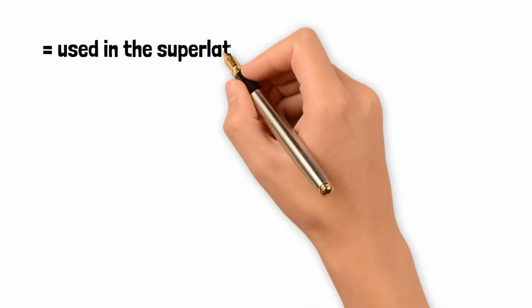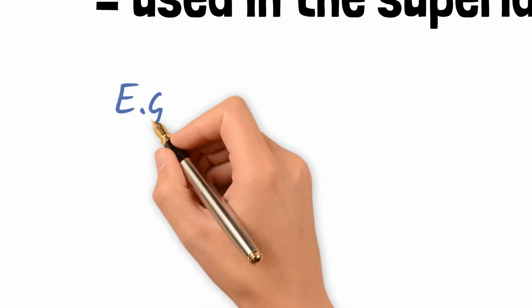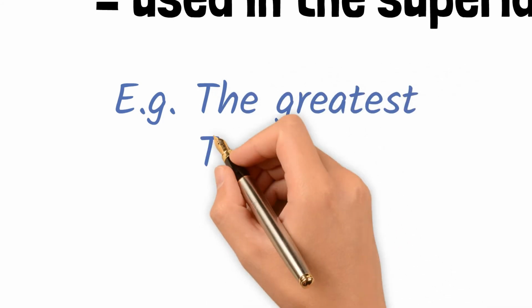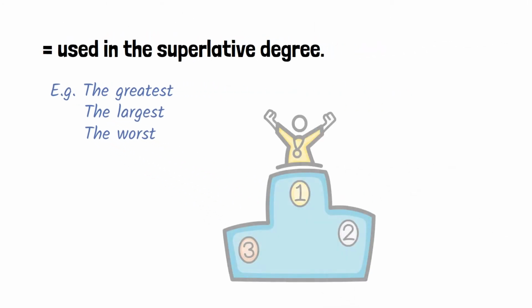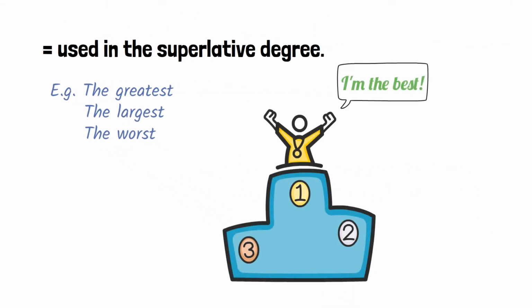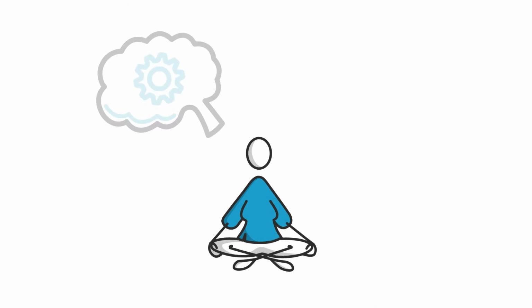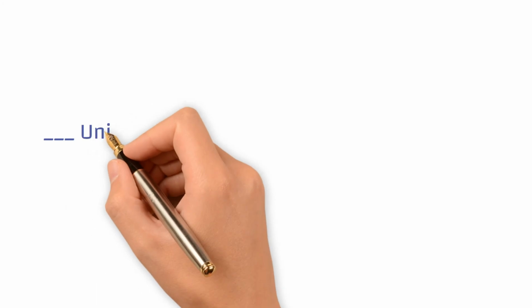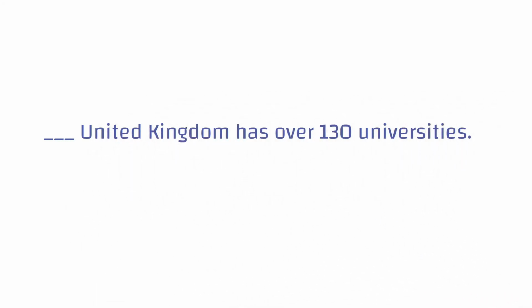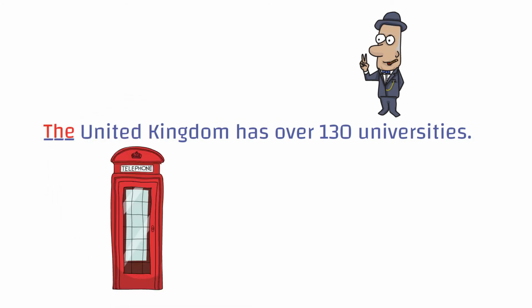The is also used in the superlative degree. For example, the greatest, the largest, the worst. Now let's have a short quiz. The United Kingdom has over 130 universities. We use the because the United Kingdom is a union of countries.